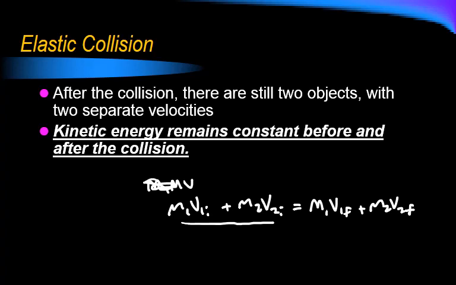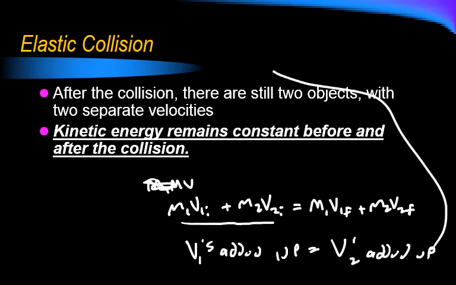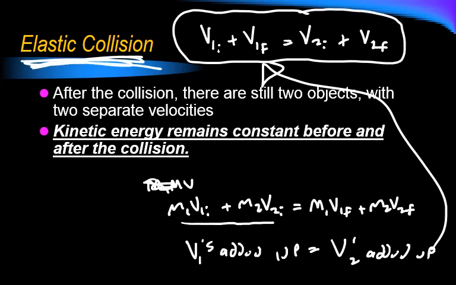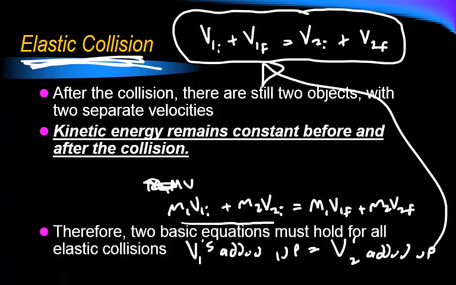And then we also know that the v1s added up equal the v2s added up. And that equation is this one. It's v1 initial plus v1 final equals v2 initial plus v2 final. Back in your junior year, we derived this. You don't need to worry about deriving it. You just need to memorize it, and then remember it's for elastic collisions, and it only works for elastic collisions when we can use that.